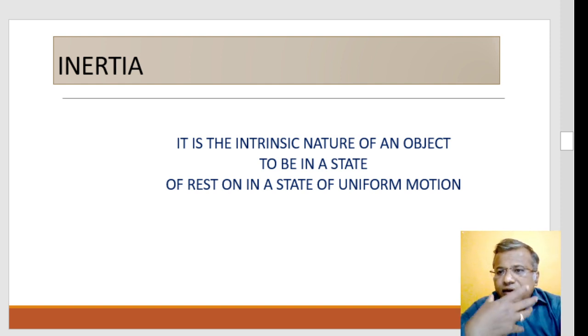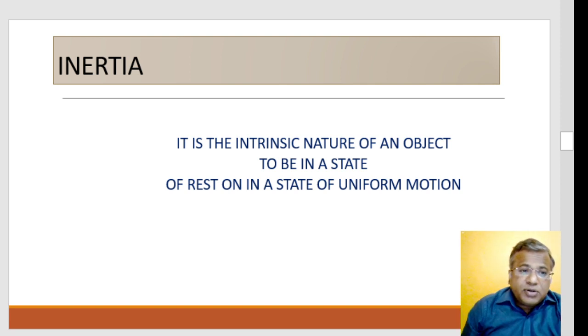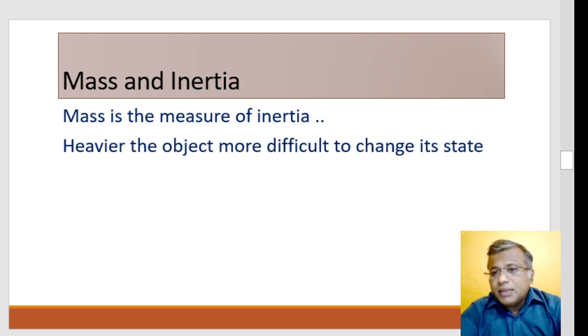Any object will have its intrinsic nature, that it will basically be in a state of rest or in a state of uniform motion. Okay, then the next important thing: how do I measure inertia? Inertia is measured in terms of the mass of an object.